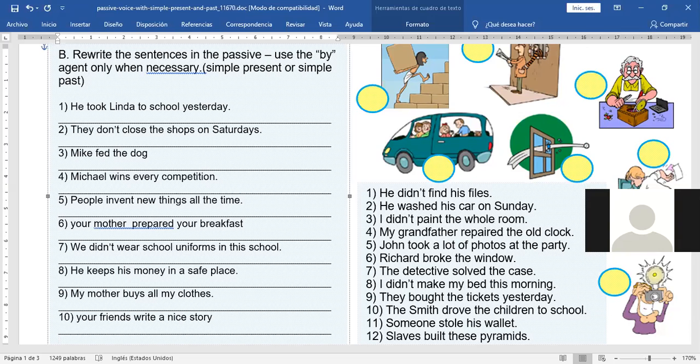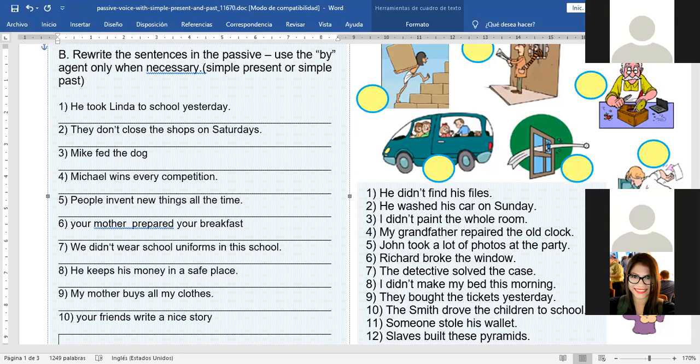Then I have Daniel Coreas, number nine. All my clothes are bought by her. Okay. And the last one, Simona, can you do number 10? Simona, hello. Hi, Simona. Can you do number 10? A nice story is written by my friends. How many stories? One. A nice story is written by my friends. By your friends. All right. Or by my friends. That's okay.